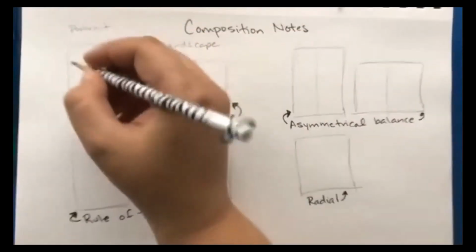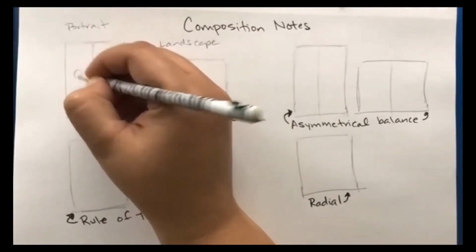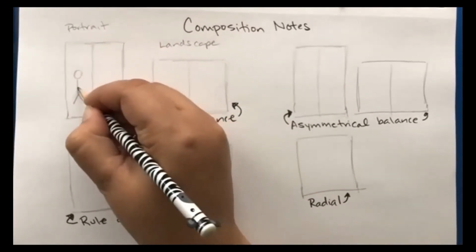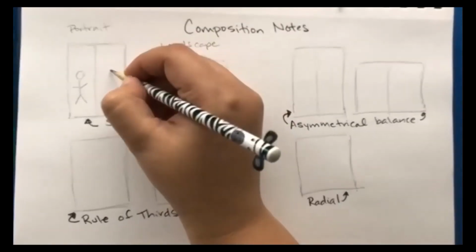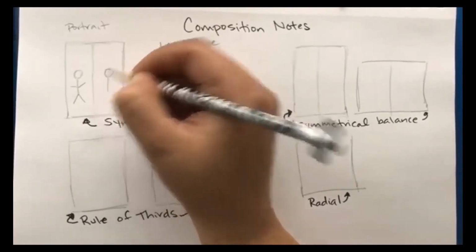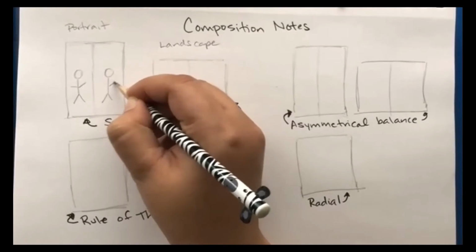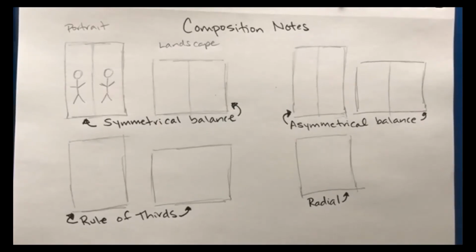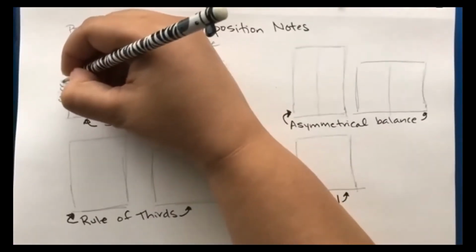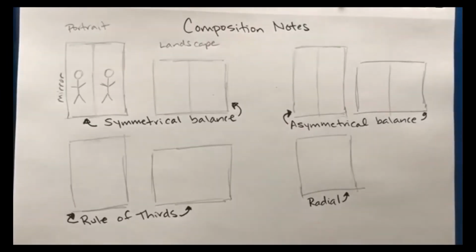Whatever I draw on one side, so maybe I draw a stick figure here, I want to draw the exact same thing, in the exact same place, the exact same size, on the other side. And this is symmetrical balance. There's two, they're exactly the same. It's like a mirror. So that one I'm gonna write mirror next to it. But symmetrical balance also just means that it's equal.